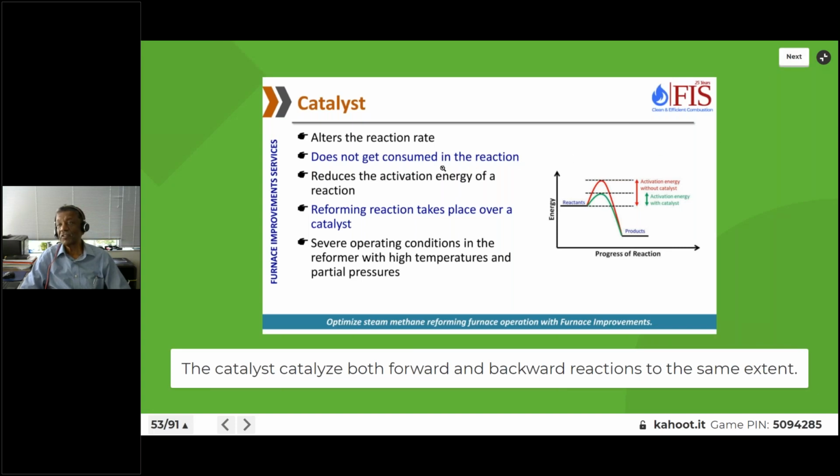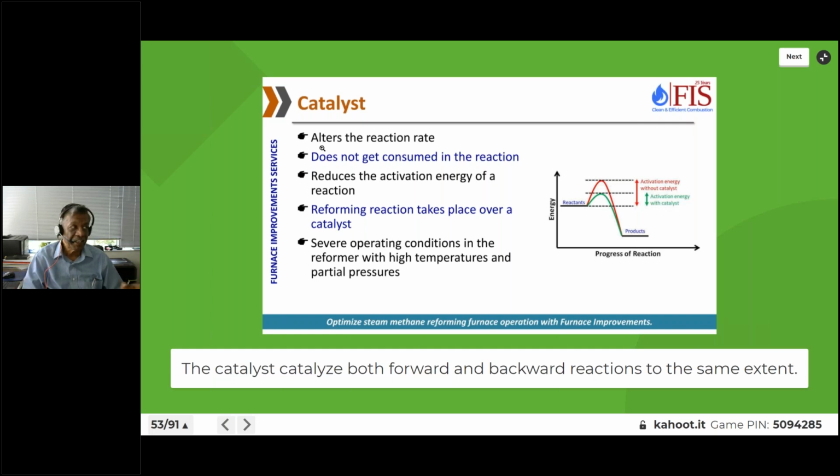So let's talk about the function of the catalyst. Why do we even use catalyst? We could have combined methane and steam, but to combine it, we will need very, very high temperatures, or we will need very, very different conditions.